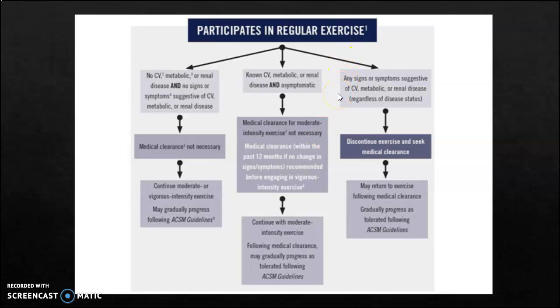And if they participate in regular exercise and they also have any signs or symptoms suggestive of a cardiovascular, metabolic, or renal disease, regardless of the disease status, they should discontinue the exercise and seek medical clearance. After this, they may return to exercise following the medical clearance and gradually progress as tolerated by the ACSM guidelines.